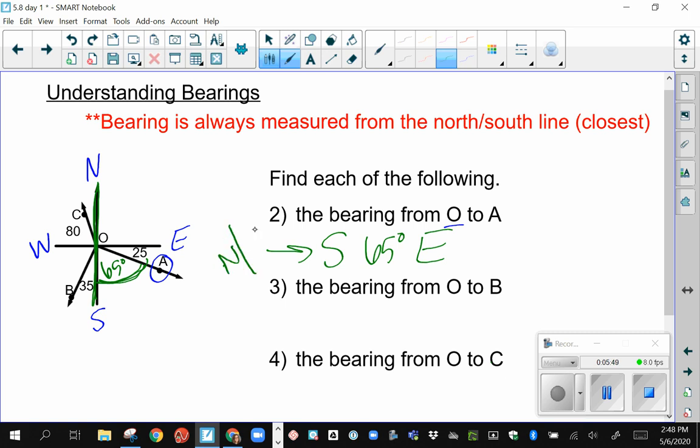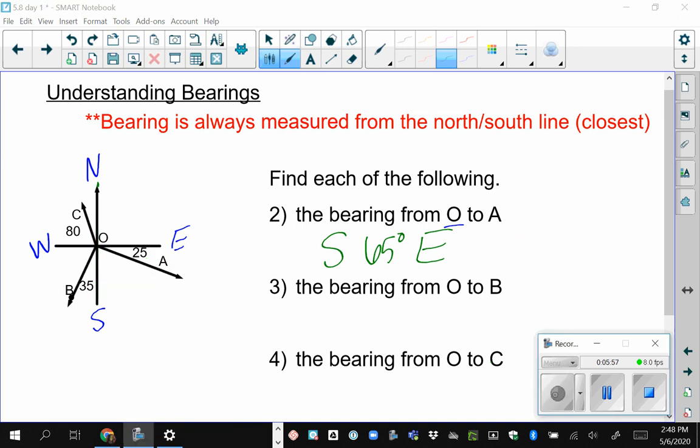North or south. And the second part will either say east or west. Okay. All right, let's take a look at number 3.